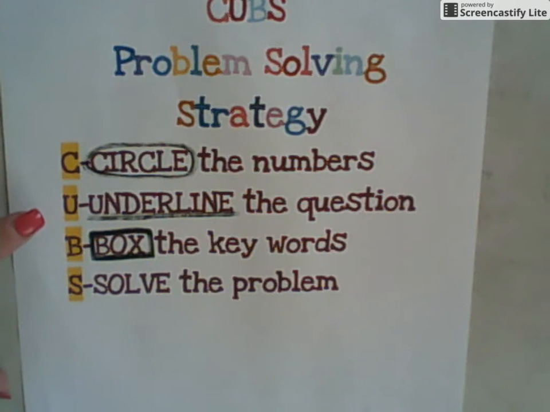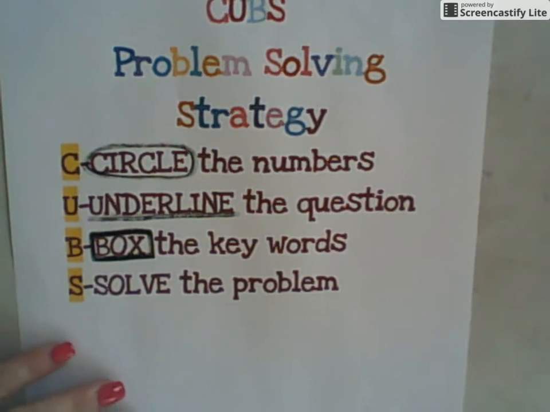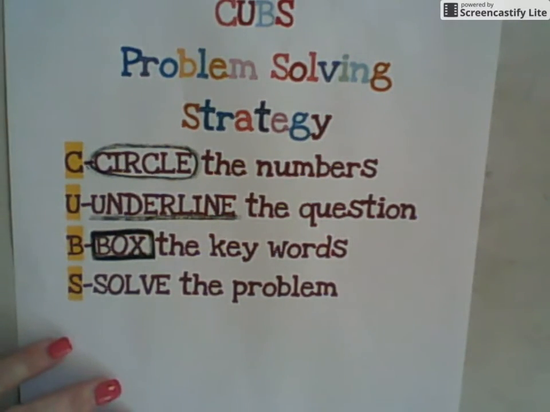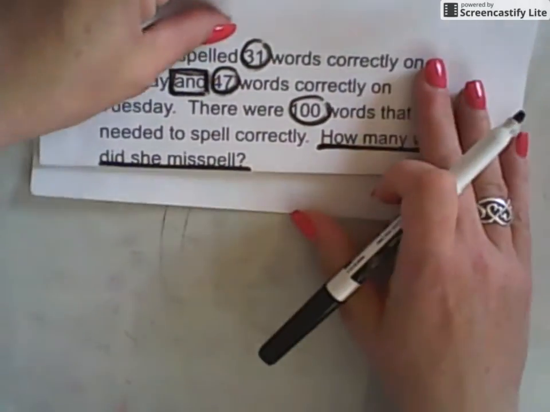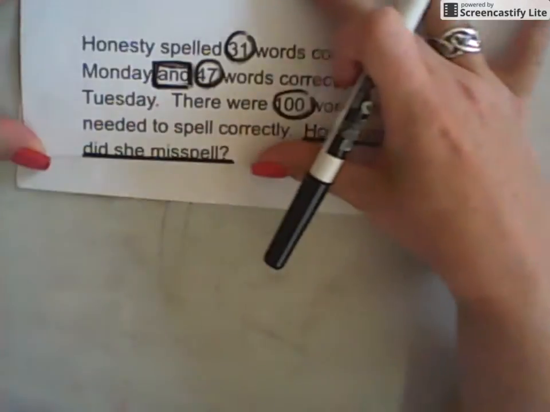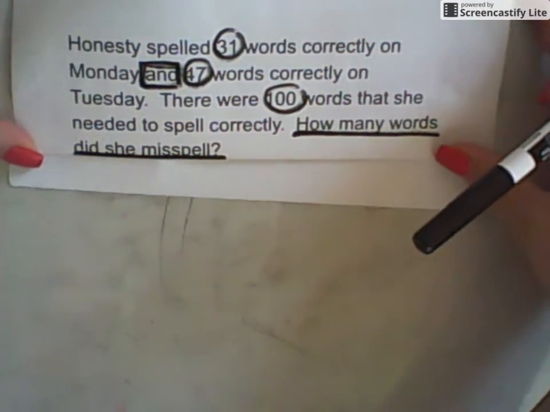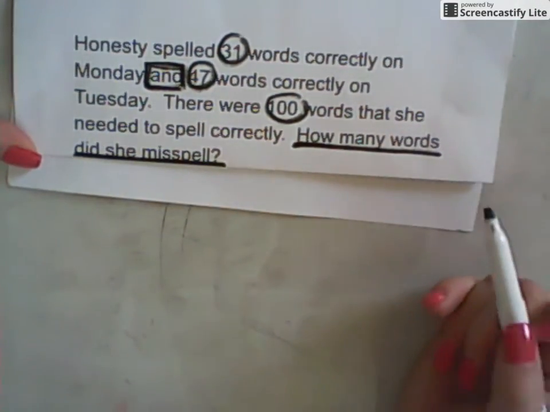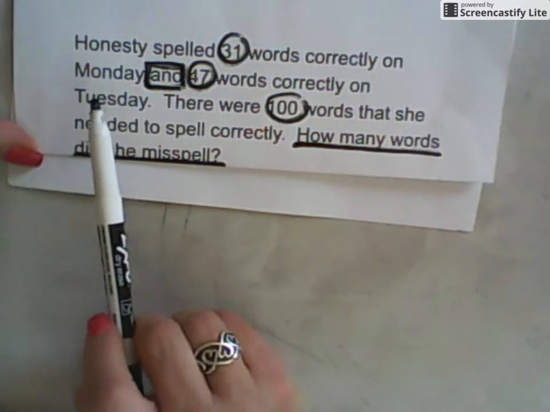The U stands for underline the question. The B stands for box the keywords. And the S stands for solve the problem. That's the last step I'm going to do. I really need to think about the problem before I just jump in and try to solve it. I have a problem here that I've already annotated for you. I already did some of that deep thinking, but I'm going to model to you what I needed to do to solve this problem. So here we go.